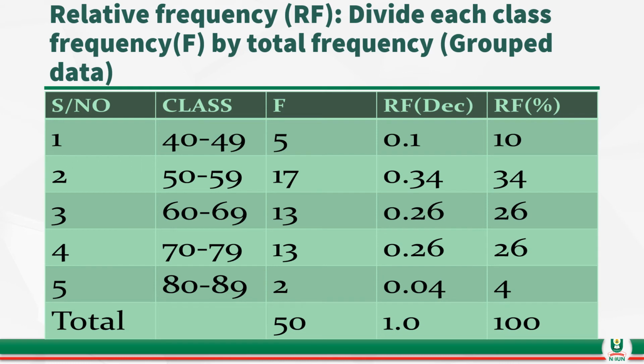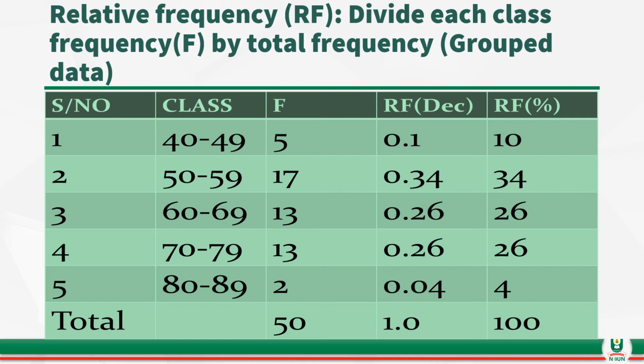So how do you get the relative frequency? You have the frequency here. So you divide each of the frequencies by the total frequency. So you have 5 over 50 will give you 0.1, 17 over 50 will give you 0.34, 13 over 50 will give you 0.26, and then 2 over 50 will give you 0.04. So if you total this, it is equal to 1.